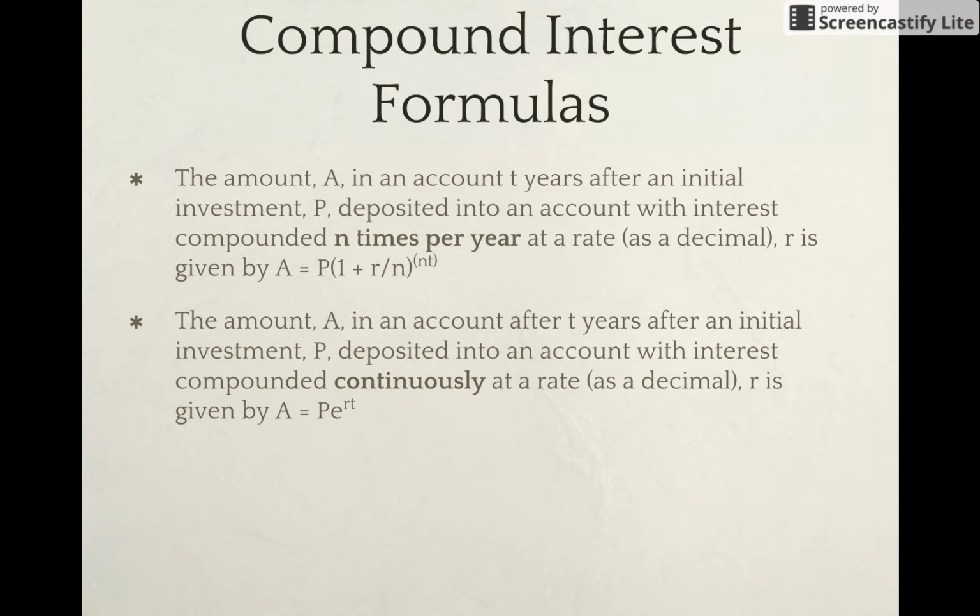The second equation, for continuously compounded interest, is A equals P e to the RT. E in this case is the number E, that's approximately 2.7. You'll also note that this is an exponential function. We could also call this A of T equals P e to the RT. That would give us the function for the amount in the account for any given value of time.